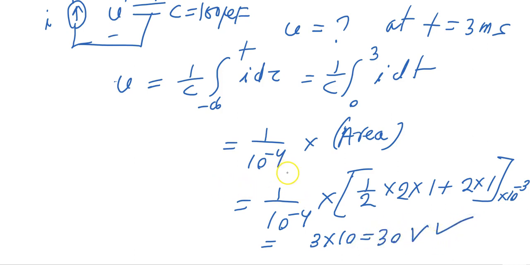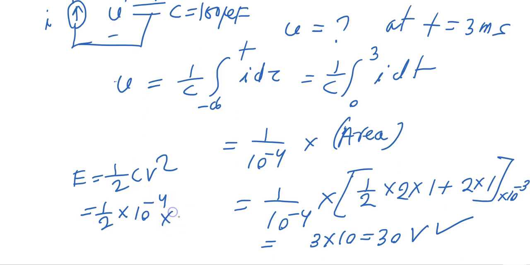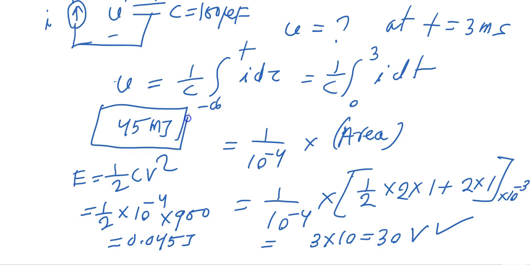If they ask you the energy stored in the capacitor at 3 millisecond, assuming an ideal capacitor, energy equals half C V square. Your C is 100 microfarad, so 10 to the power minus 4, into V square, 30 volt, that is 900, that is 0.045 joule or 45 millijoule. So always use the basic relations if the question looks complicated or they have twisted the question.